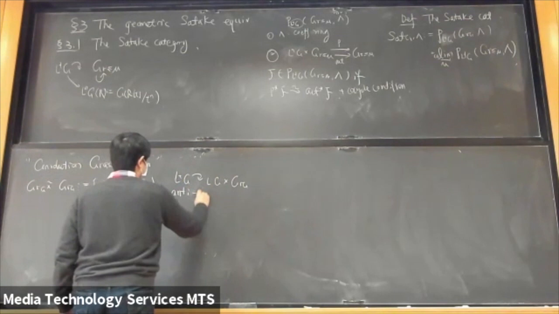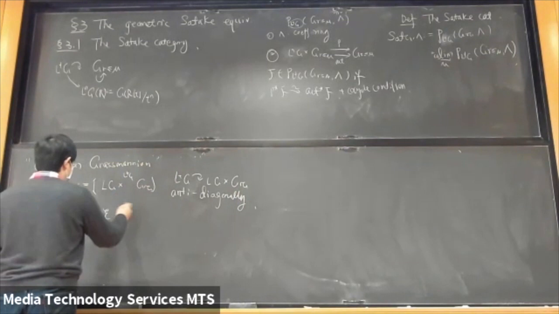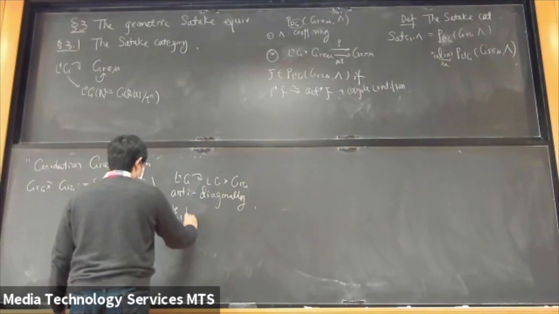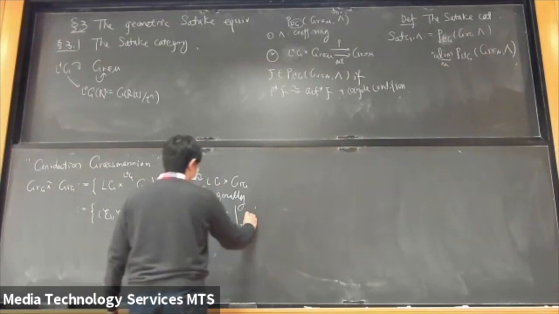So if you're more used to the moduli interpretation, this is the set of quadruples E1, E2, beta 1, beta 2, such that we have a chain of modifications: E1 across beta 1 to the trivial bundle, and E2 across beta 2 to E1.